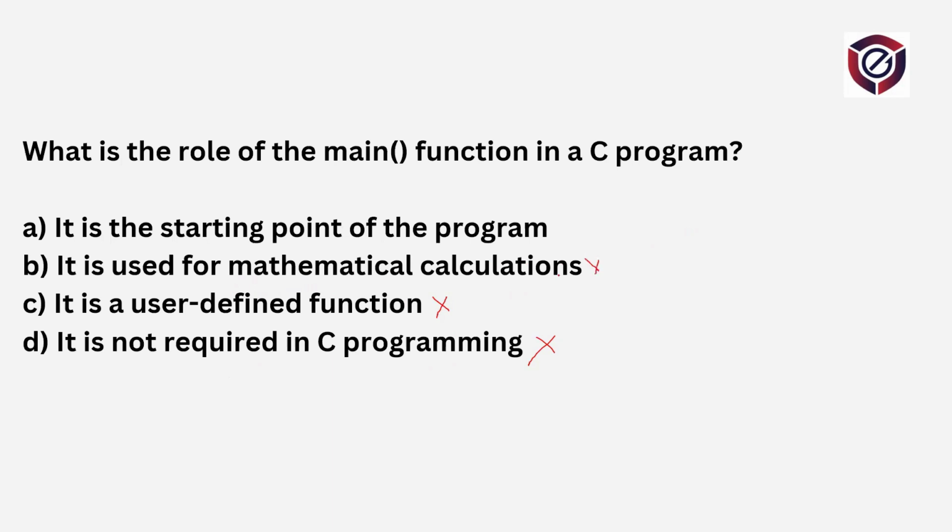So the correct option is, it is the starting point of the program. Whatever we write in the main function, that will be executed first. Means if we have other functions which are getting called by the main function, then they will be called later. Whatever first code we have written in the main function, that will be executed first. So main function is the starting point of any program.